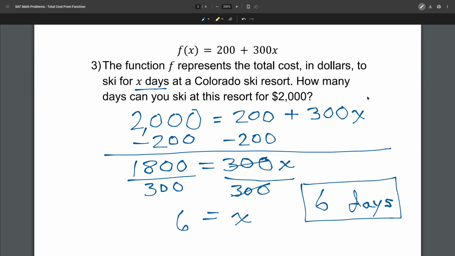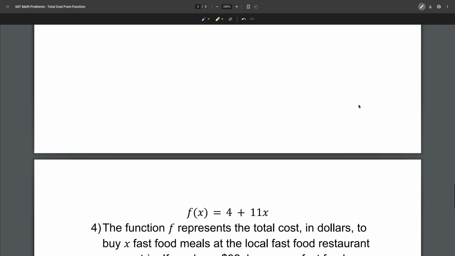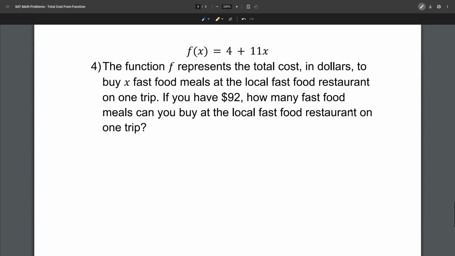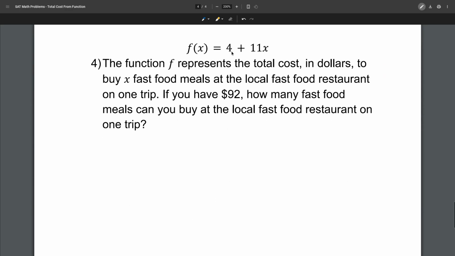All right, let's do one more. Okay, so we've got this function f of x equals 4 plus 11x. The function f represents the total cost in dollars to buy x fast food meals at the local fast food restaurant on one trip. If you have $92, how many fast food meals can you buy at the local fast food restaurant on one trip? So maybe the $4 is like gas or something like that. Pause the video if you need to.